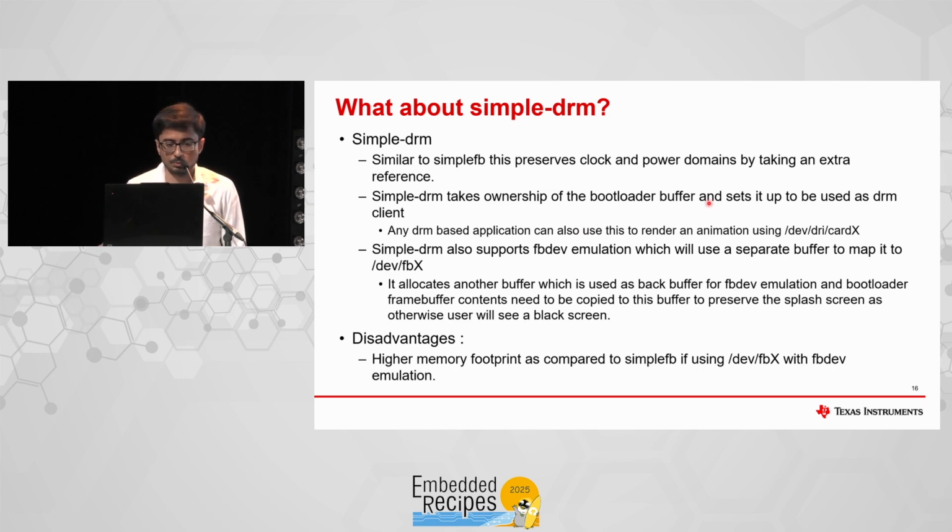useful for that. But one catch with simple DRM is that let's say you want to use the FBDev emulation with the simple DRM, then the FBDev emulation uses a separate buffer. And when there is an application that is trying to use the FB that is created by the simple DRM, there is usually a new buffer that gets attached to the FBDev, and there is a mode set. It will clear up the screen. So you need some custom logic to copy the bootloader buffer to your FBDev emulation buffer to avoid this flicker. And so the disadvantage would be that there would be a higher memory footprint as compared to simple FB.